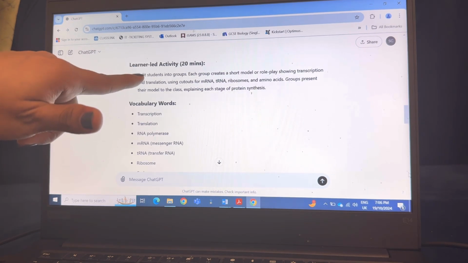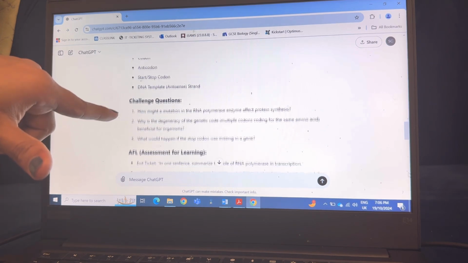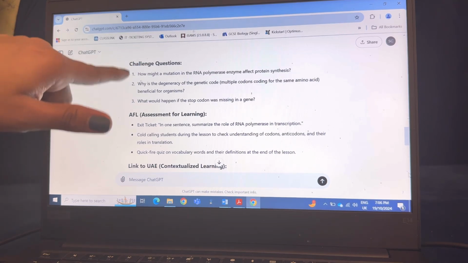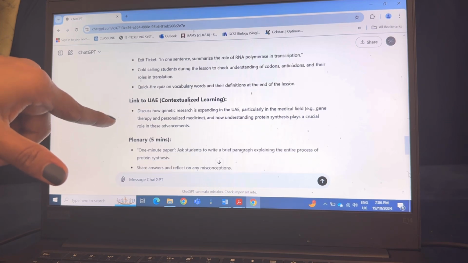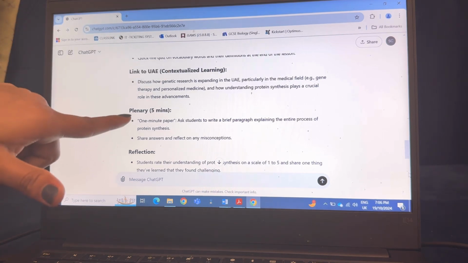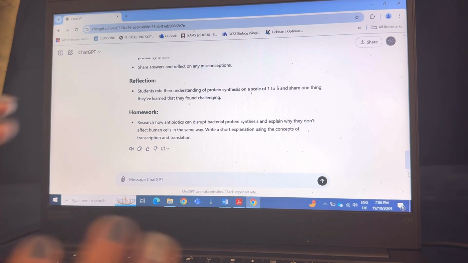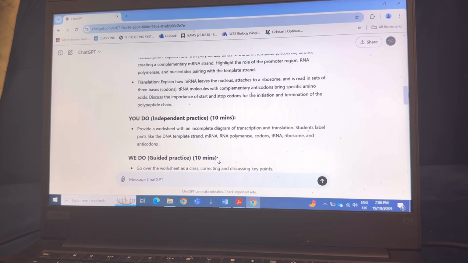It is also giving me a learner-led activity. It has given me vocabulary words related to that topic. It also gave me 3 challenge questions. Okay, great. AFL, link to UAE. How can I connect my topic with UAE? Plenary, reflection, and homework. Whatever I have asked for here, it has given me the answer for everything. I just need to copy and paste this into my lesson plan.